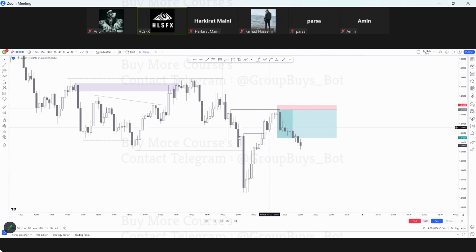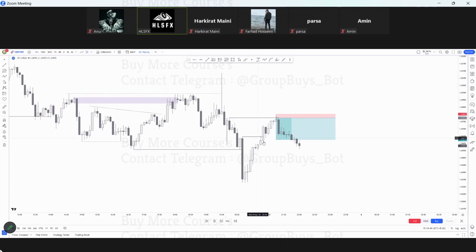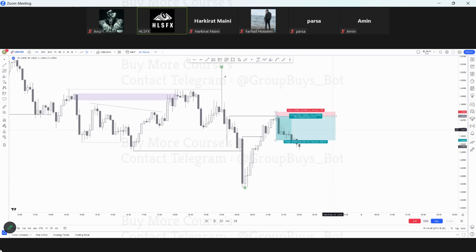This body break confirms the break of structure of the weak low. Okay, once this happens, we have a trading range from this high to this low. Once the trading range has been formed, every swing point inside the trading range is considered as internal range liquidity.